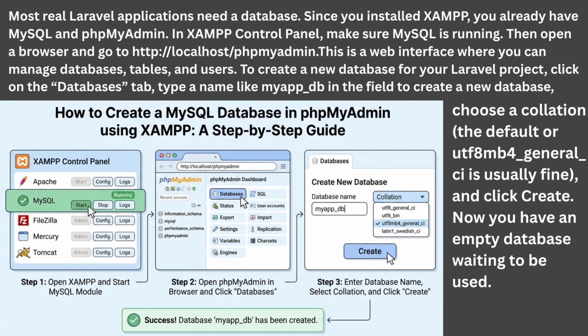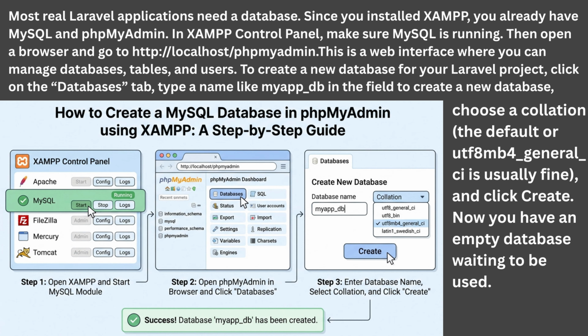You can choose any name you prefer, but it's a good idea to keep it simple and consistent with your project. Next, choose a collation. The default collation works fine, but many developers prefer UTF-8MB4_general_CI, which provides better character support. After selecting the collation, click the Create button.